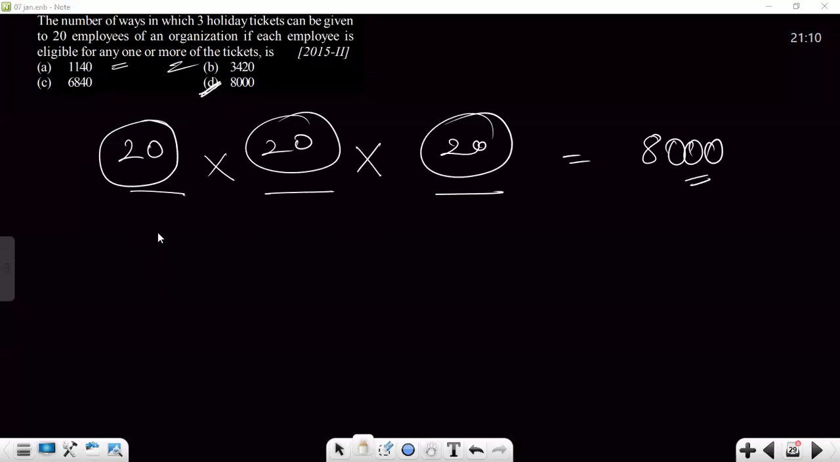The tickets have to be given, that was sure. This is ticket number 1, this is ticket number 2, ticket number 3. But to whom it is given, that is the number of ways. How many choices for the first ticket? 20 choices. Second ticket, 20 choices also, because the person who has got a ticket can also get one more ticket. It was given in the question. Now is that clear?